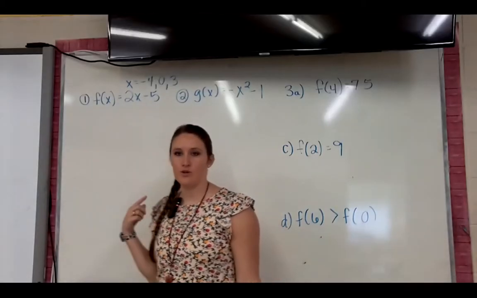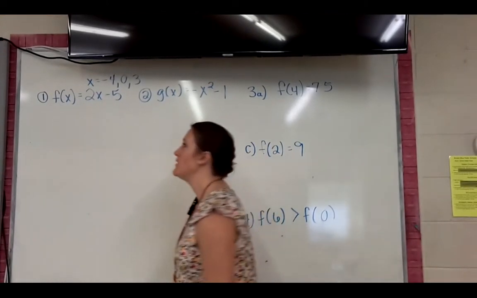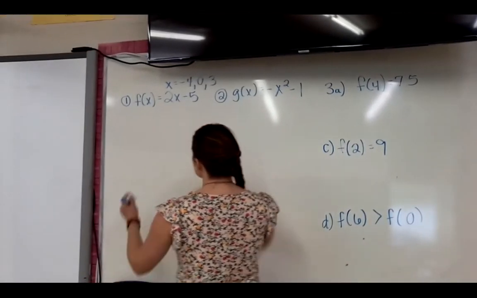Okay, on 1 and 2, we are solving for values of x, negative 4, 0, and 3. So on 1, we have f of x equals 2x minus 5.